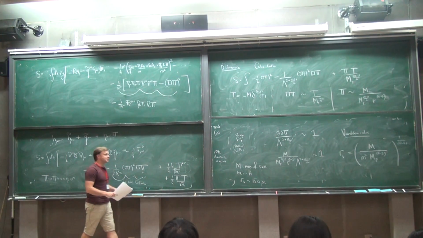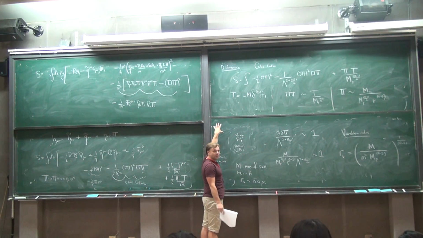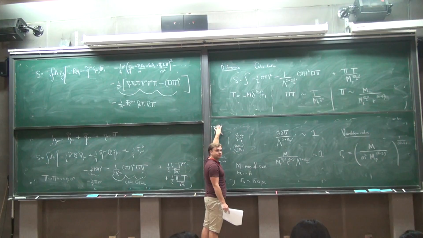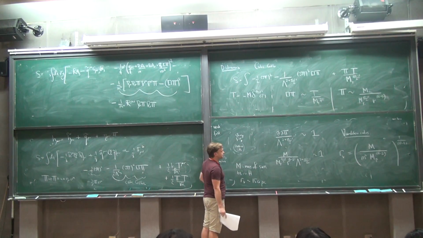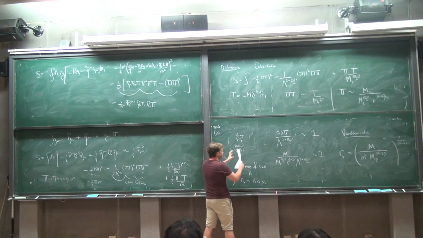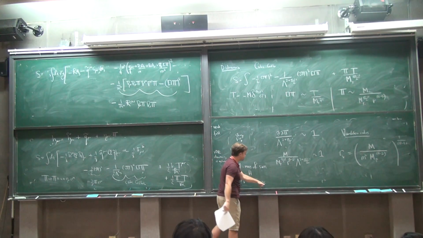And so what that means is that nowhere in the solar system can you trust the weak field approximation. So the vDVZ discontinuity, which naively would rule out the theory of massive gravity, is in fact not relevant in the solar system because this extra degree of freedom is strongly coupled all the way out to this distance scale.